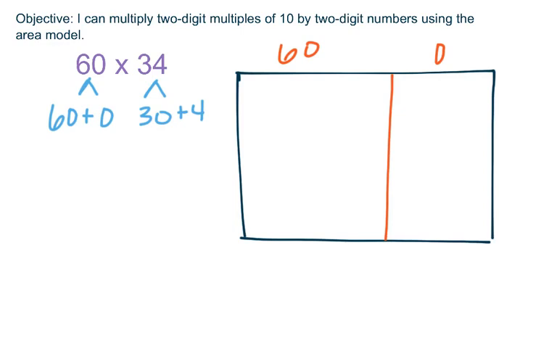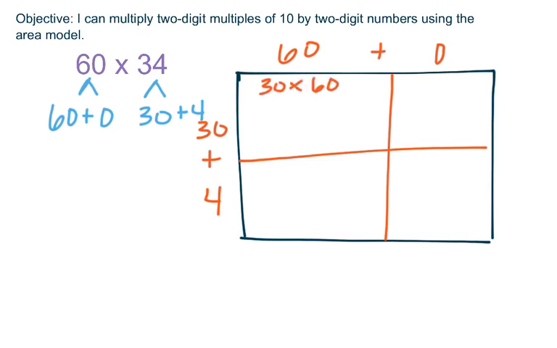Then I'm going to have 30 and 4 here on the side with 2 rows. So just remind myself that those are adding. Okay, now I need to solve for the boxes. So 30 times 60. This is 30 times 0. This is 4 times 60. And this is 4 times 0.